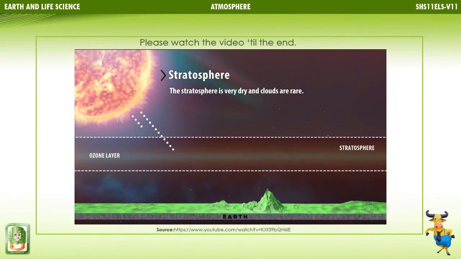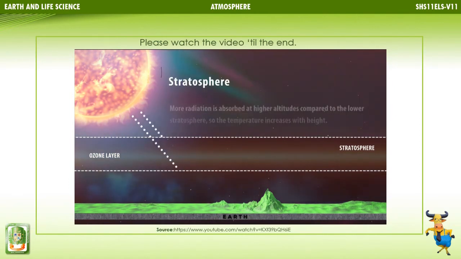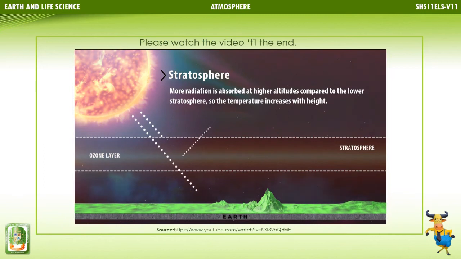The stratosphere is very dry, and clouds are rare. As we know, ozone is concentrated in this part of the atmosphere. This ozone absorbs short-wave ultraviolet radiation from the sun and converts it into heat. More radiation is absorbed at higher altitudes compared to the lower stratosphere, so the temperature increases with height.